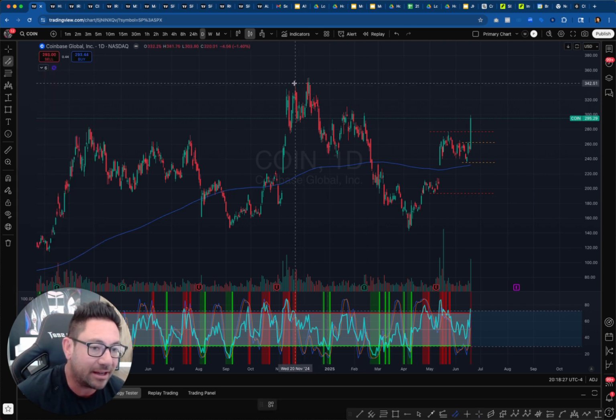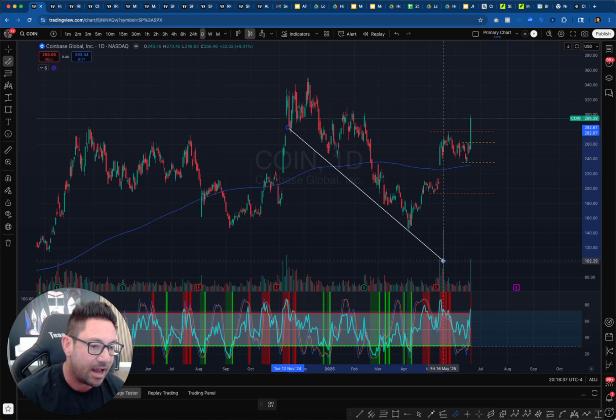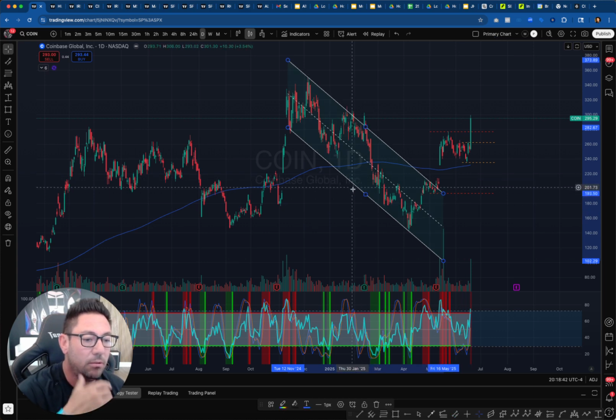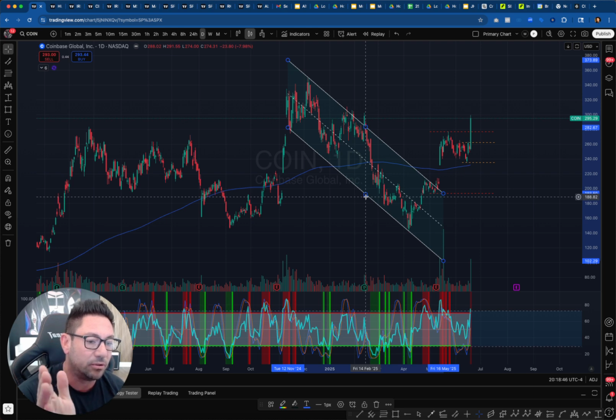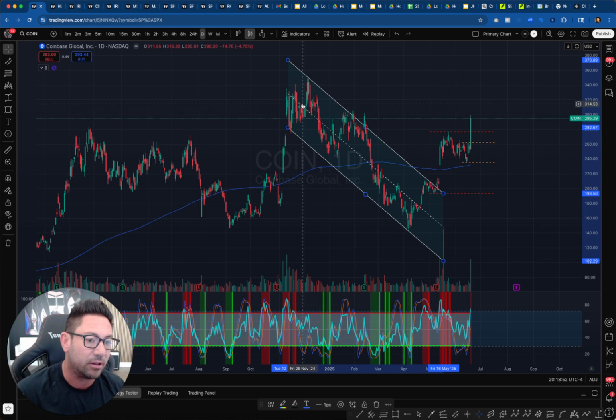The way I like to draw my parallel channels, and I think the best way to do them, is so that you have multiple touch points, right? So we're going to start with this, bring this up, and then adjust it. The way I always look at it is, how can I get the most amount of touch points to validate essentially the trend? And then ultimately I want to look at the median line and see if that aligns properly.